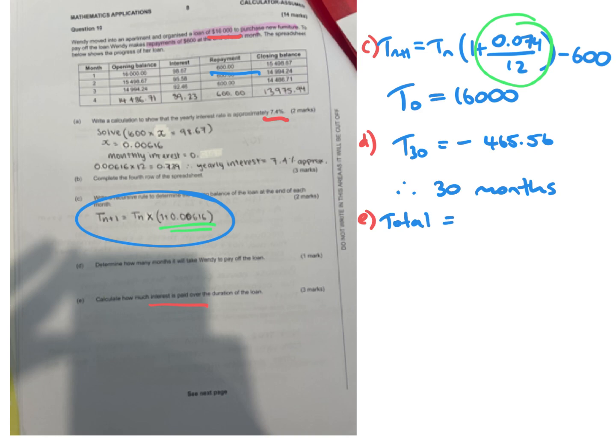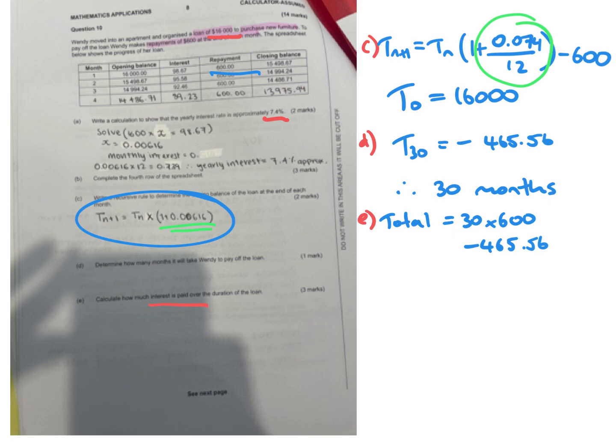Now, I've paid 30 months of $600 each. 30 times 600. Now, that tells me how much I've given the bank. Now, according to my T30 payment, I've overpaid them by $465.56. So I probably wouldn't pay that. So I'm going to minus the $465.56. Now, remember, we're just after the interest. So in total, we've paid 30 lots of $600. I've overpaid by $465.56. I've taken that away.